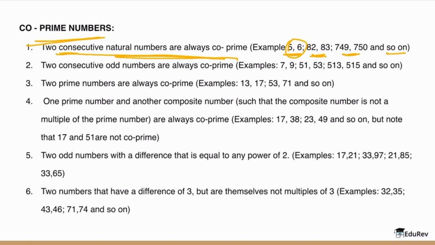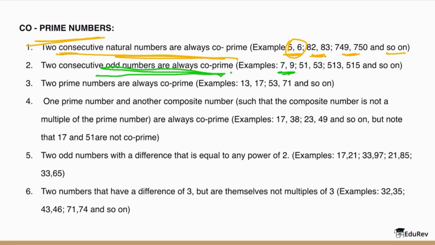Correct. The next point says two consecutive odd numbers are always co-prime numbers. What is the meaning of this? This means two consecutive odd numbers will always be co-prime. That is, if I take 7 and 9, going by the definition of co-prime numbers, there should be no factor other than 1. So obviously 7 and 9 do not have any factor other than 1 in common between them.